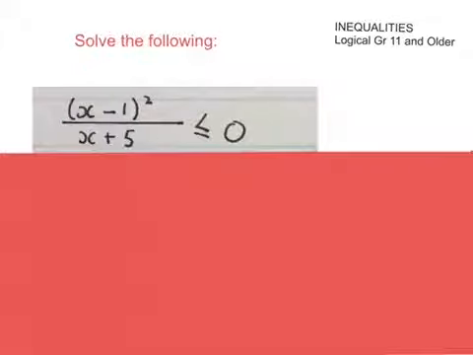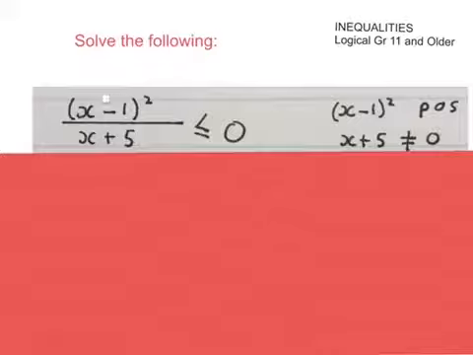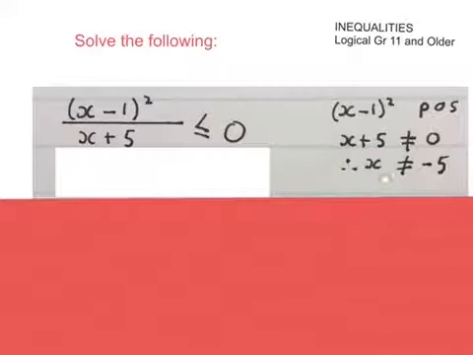Here is our next inequality. This thing must be smaller and equal to 0. You're supposed to know that anything squared is positive. That's why we wrote this at the back here. You also should know, restriction in math, that you're not allowed to divide by a 0, so the bottom is not allowed to be 0. And that means x is not allowed to be minus 5.